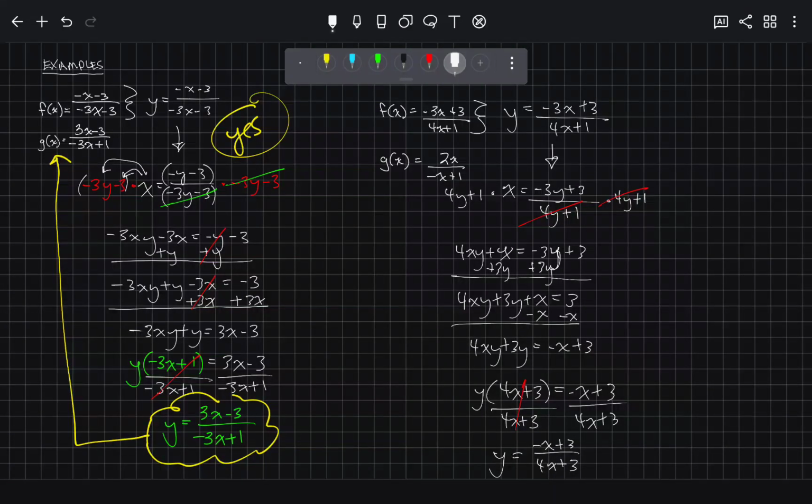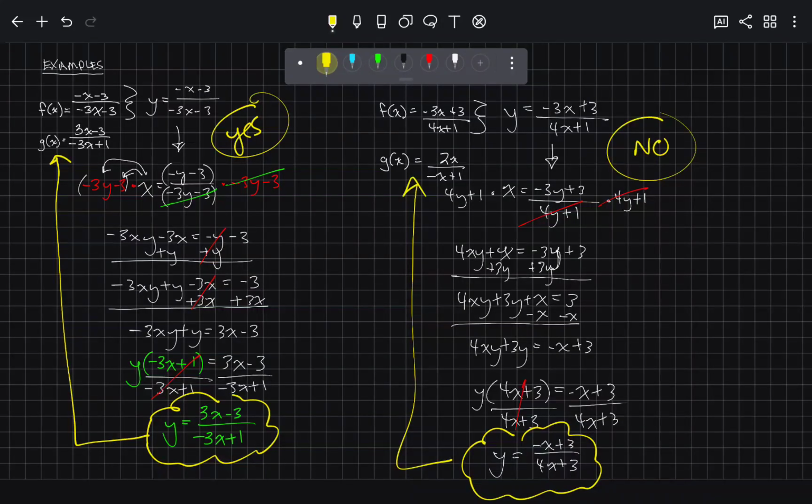Now we're back to the same spot again. Is this the same as the other function that was given? And the answer to that's no. So these are not inverse of each other.